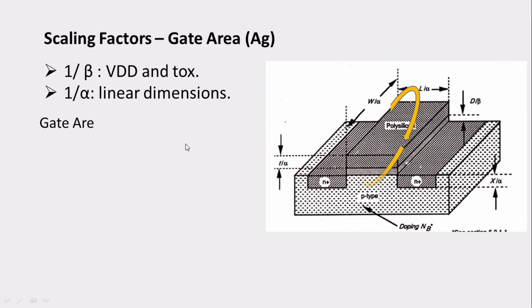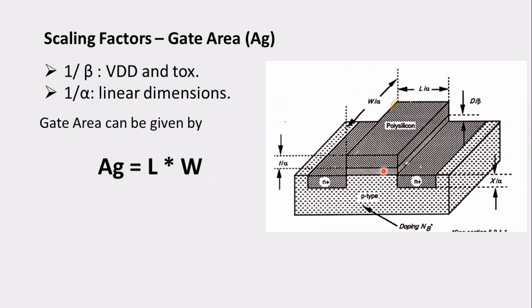Now the gate area. So what is gate area? If you look here, you can observe that we have a p substrate, the oxide thickness, and then this polysilicon. This whole thing represents our gate area, and it might look something like a rectangle. If you want to find the area of a rectangle, you multiply length with width, right?